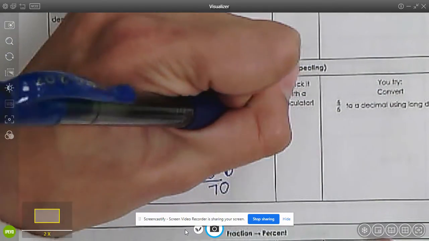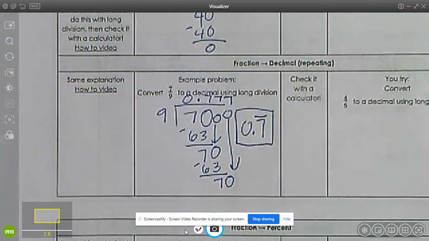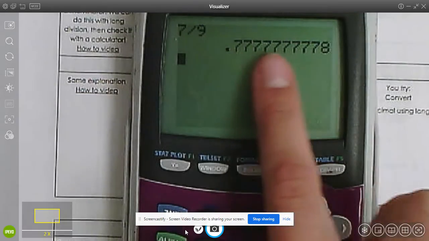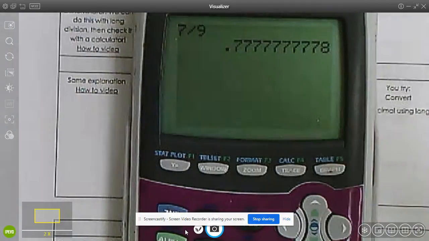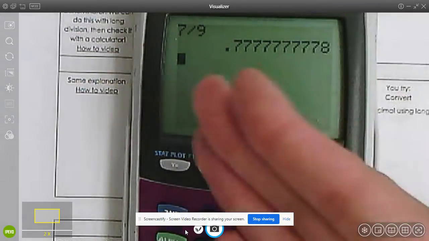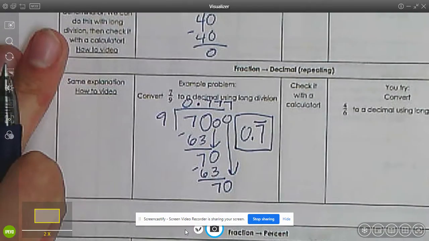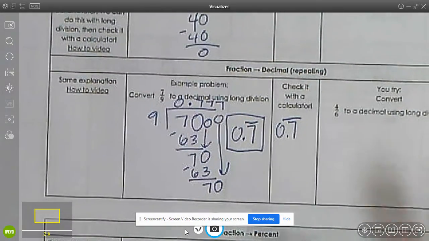So it's 0.7 repeating. Now we can check it with our calculator. 7 divided by 9. And you can see you get 0.7 repeating. They just put an 8 at the end in the calculator to give it an endpoint, because technically if you were to round that 7 up, it would be an 8. However, this decimal is going on forever and ever. So that's a repeating decimal with 7. So we can put 0.7 repeating.